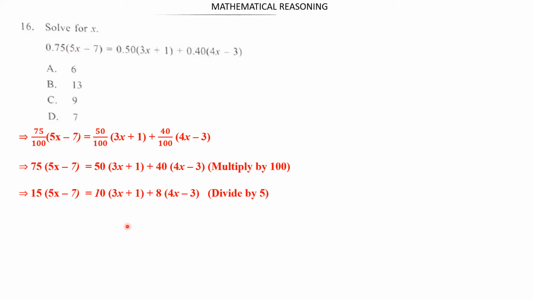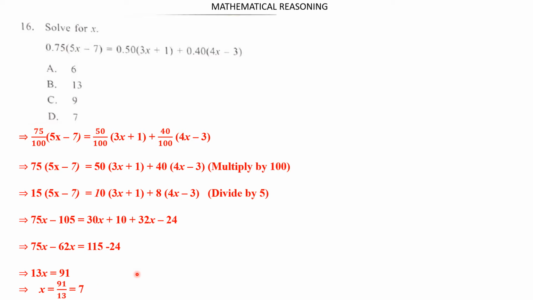Now I'm going to solve the question. Using the distributive property, I multiply 15 into 5x and 15 into 7, and in the same way multiply 10 into 3x and 10 into 1, then 8 into 4x and 8 into 3. So I will be getting this. Now I'll bring all the terms having x to the left hand side. When I solve, I will get 13x equal to 91, and the value of x will be 91 by 13, which is 7. If I see the options, option D is the correct answer. So for question number 16, the correct answer is D.